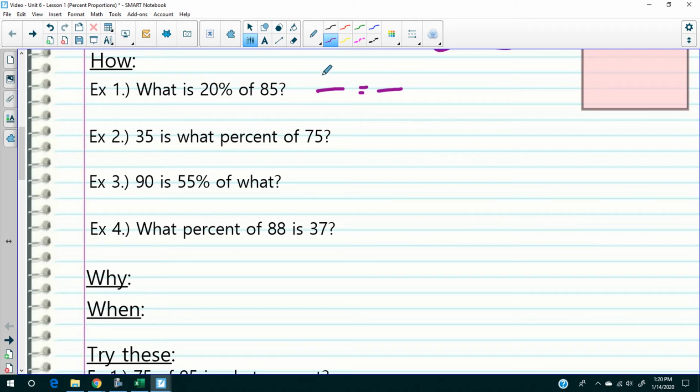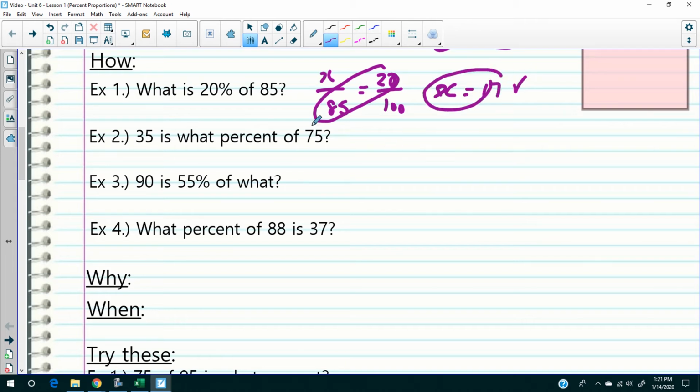Okay, what is 20% out of 85? So what I'm gonna do is cross multiply. Let me do that real quick. So 85 times 20. All right, 1700 divided by 100, 17. So the answer is just 17. Oops, all right, need more practice.